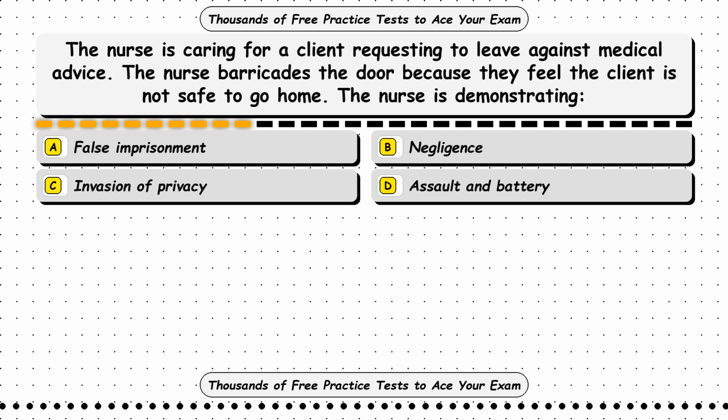The nurse barricades the door because they feel the client is not safe to go home. The nurse is demonstrating: Option A, false imprisonment. Option B, negligence. Option C, invasion of privacy. Option D, assault and battery.